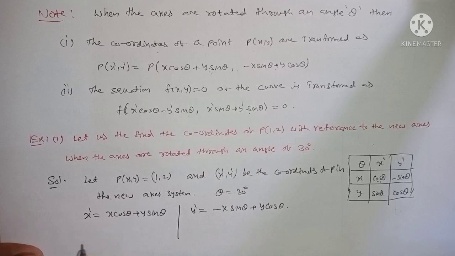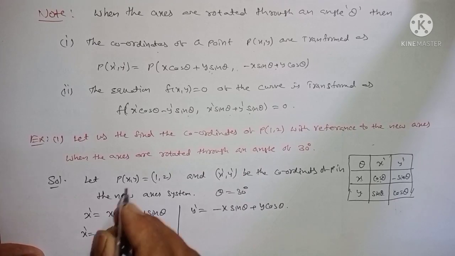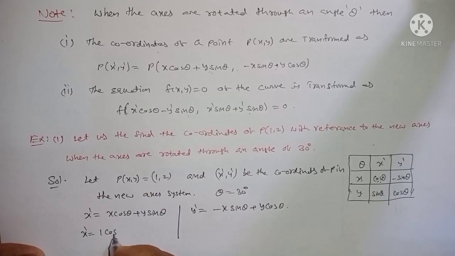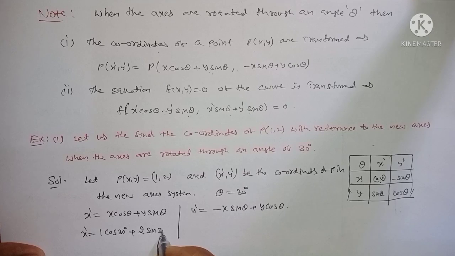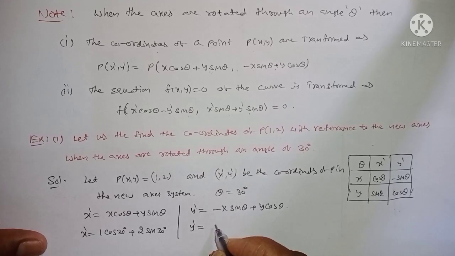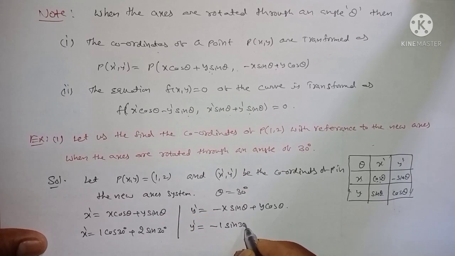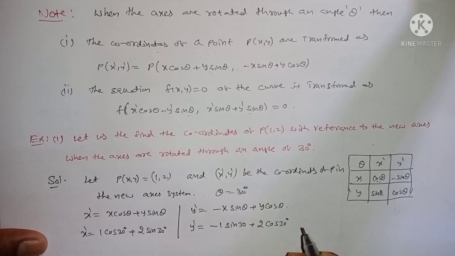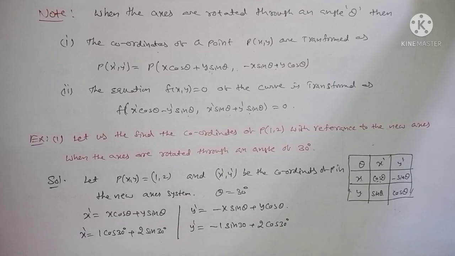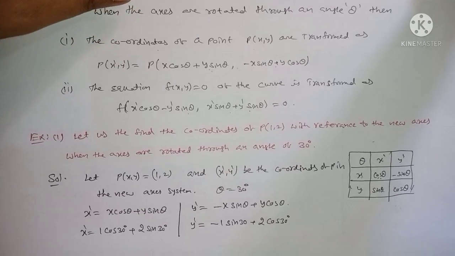Therefore x dash is equal to, x is nothing but 1 cos 30 degrees, theta is 30, y is nothing but 2 sin 30 degrees. Here also y dash is equal to minus 1, x is 1 sin 30 plus y is nothing but 2 cos 30. Substitute the sin 30 and cos 30 values, you get the answer here.